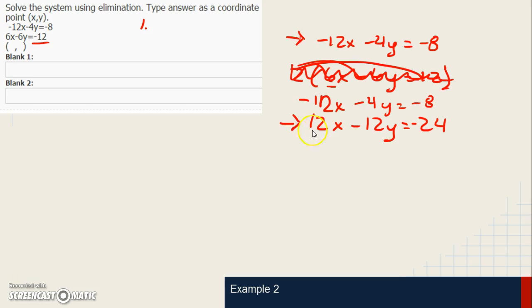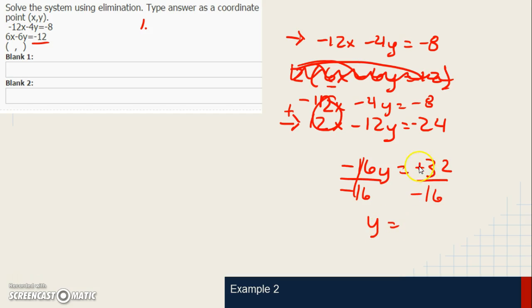Okay, and now we're going to go ahead and add them together because we know that the x variable is going to eliminate here. So negative 12 plus 12, we know that goes to 0. Those are gone. Negative 4 plus negative 12 is a negative 16. We're just adding our debt. And then again, we're adding our debt. Negative 8 plus a negative 24 is a negative 32. Now we can go ahead and solve for y. So divide by the number it's being multiplied to both sides. y equals a negative divided by negative is a positive, and 32 divided by 16 is just 2.